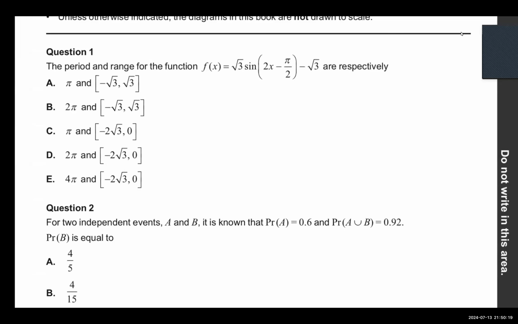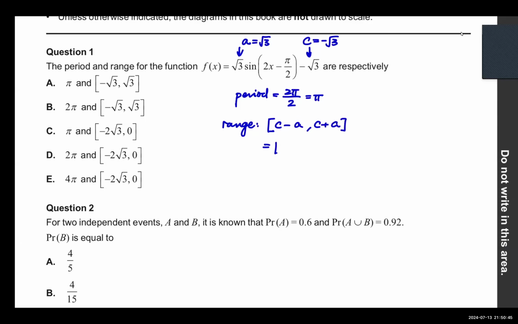First one, the period and range for the function. For any sine and cosine function, the period is 2π over n, which is 2π over 2, equals π. For the range, you probably need to assume this is your amplitude, √3. The vertical translation is negative √3. So I'm going to use c minus a and c plus a. That gives negative √3 minus √3 and negative √3 plus √3. Eventually, it's negative 2√3 and 0. Okay? So I'm going to choose C.